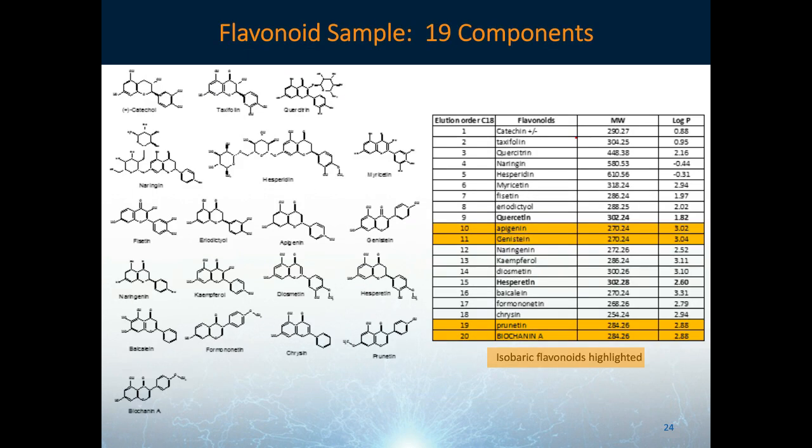And the next screening sample that we had used was a mix of 19 different flavonoids. And the flavonoids here listed in gold highlighted are the isobaric flavonoids, so those that have the same mass.